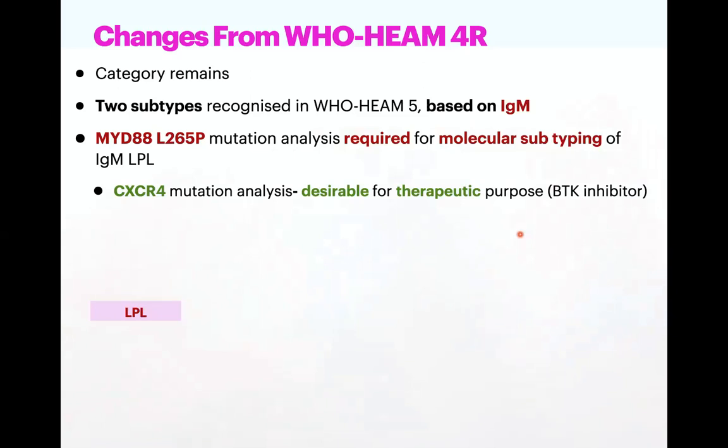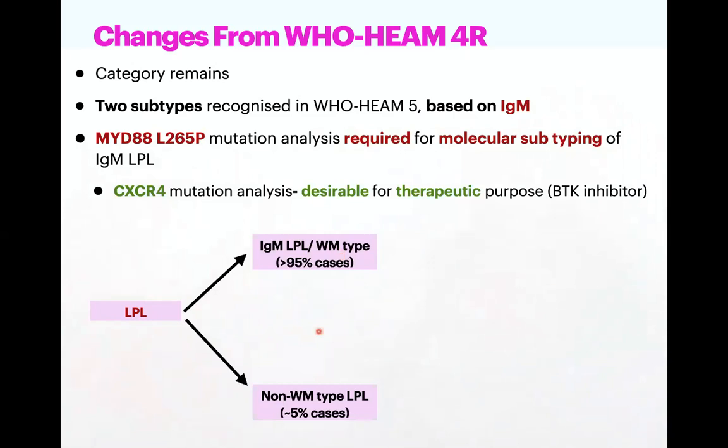So the LPL, lymphoplasmacytic lymphoma, based upon the IgM status, is of 2 types. First is IgM LPL, or Waldenström macroglobulinemia. When the bone marrow is involved, this IgM LPL is called WM type. This WM type constitutes 95% of the cases. The second would be non-WM type LPL. Mind you, it is non-WM, not non-IgM. It can be of IgM type, but it will not have that WM type.